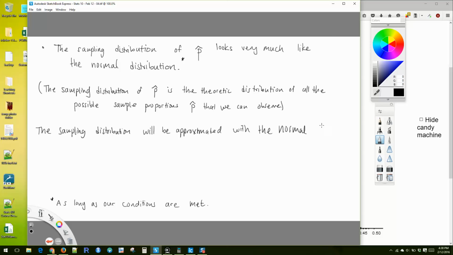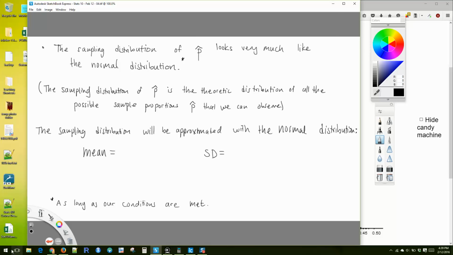All normal distributions need two values. What are they? The mean is going to be equal to this, and the standard deviation is going to be equal to something else.